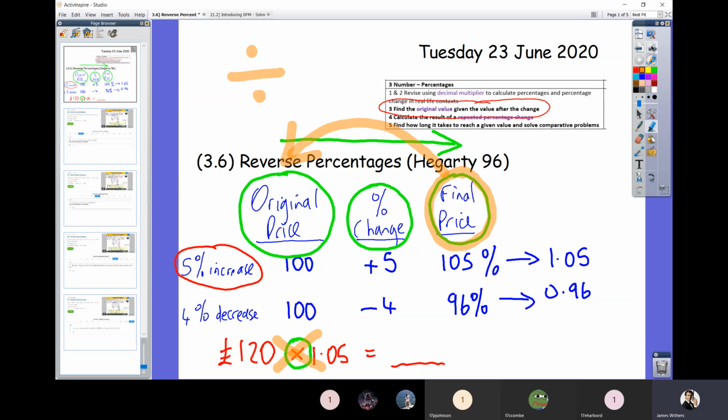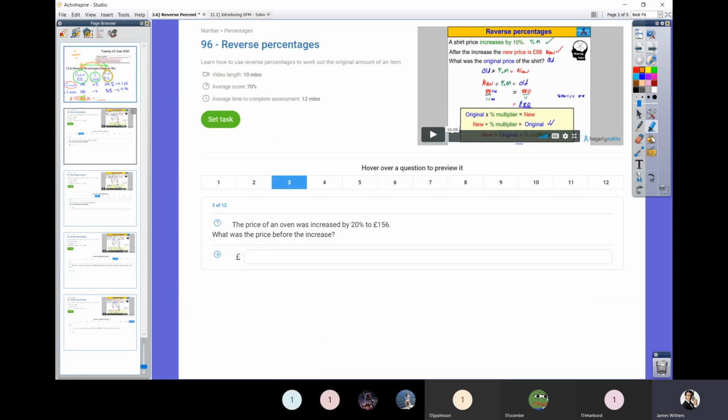So let's go and model some of these straight out of the Hegarty that you're going to be doing. On this question 3 here, the price of an oven was increased by 20% to 156. Do you see what they're saying? That is the price after the increase. That is the final price. And they are asking us for the price before the increase.